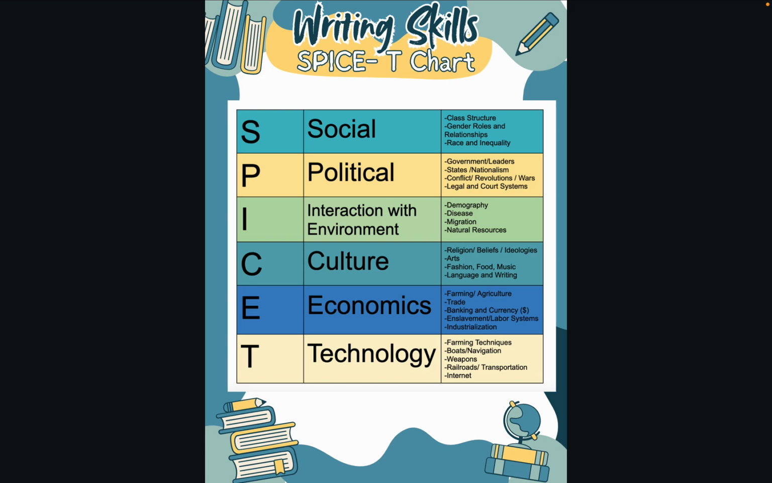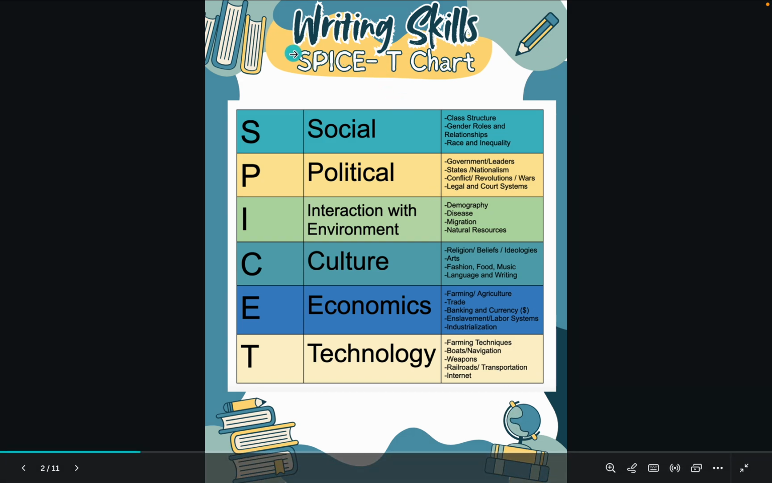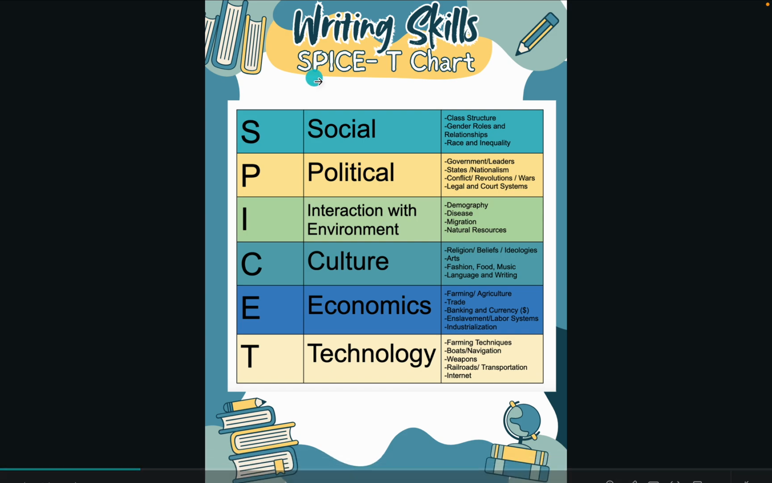Today we're going to be focusing on a SPICE or a SPICE-T chart. Many schools focus on this name as a SPICE. If you do a Google search for it, you can find many examples. I like to separate the I and the T, so I make it a SPICE-T chart. This helps me in the classroom, and I think it has been easier for students. A SPICE-T chart stands for social, political, interactions with environment, culture, economics, and technology.